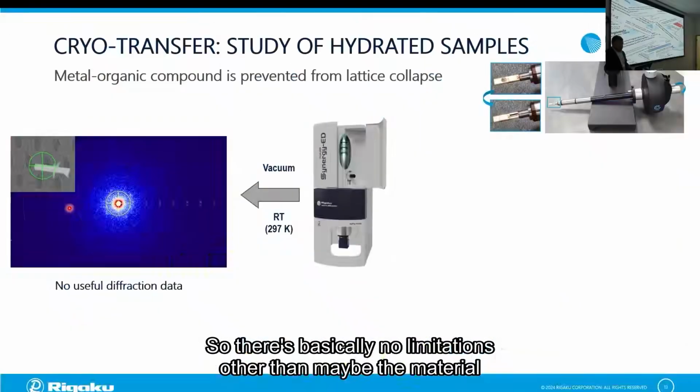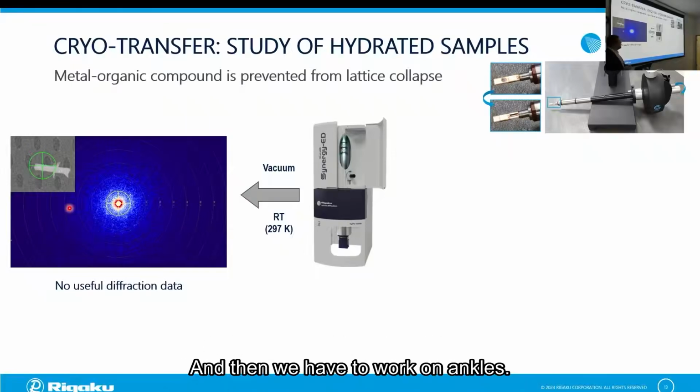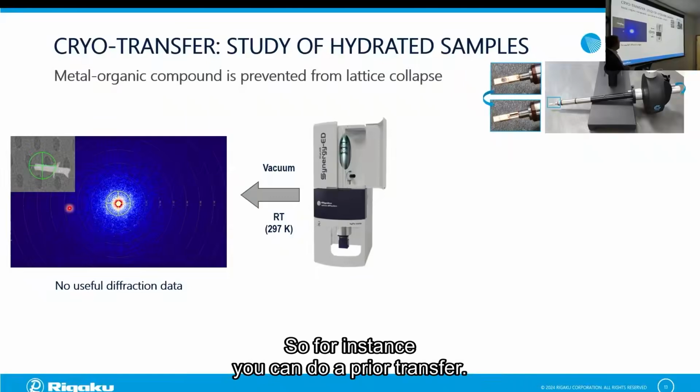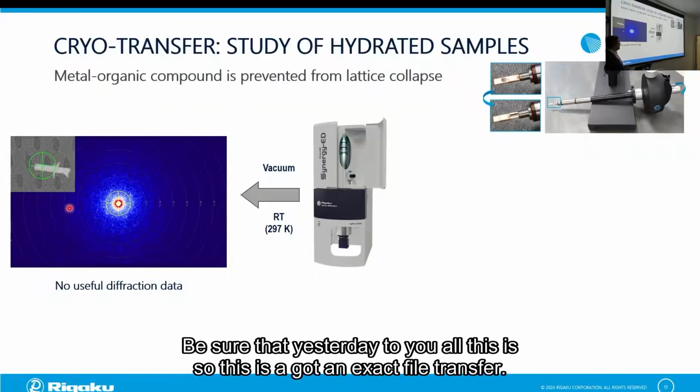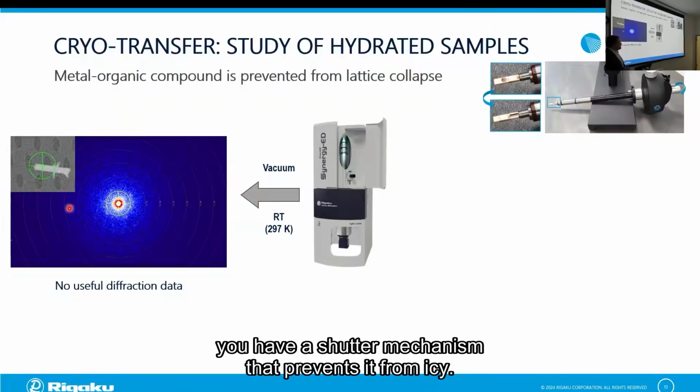So there's basically no limitations, other than maybe the material is incompatible with, let's say, vacuum or they are radiation sensitive, and then we have ways to work around those. So, for instance, you can do cryotransfer. We showed it yesterday to you. This is a Gatan ELSA cryotransfer holder. You place your sample here in the top. You have a shutter mechanism that prevents it from icing.